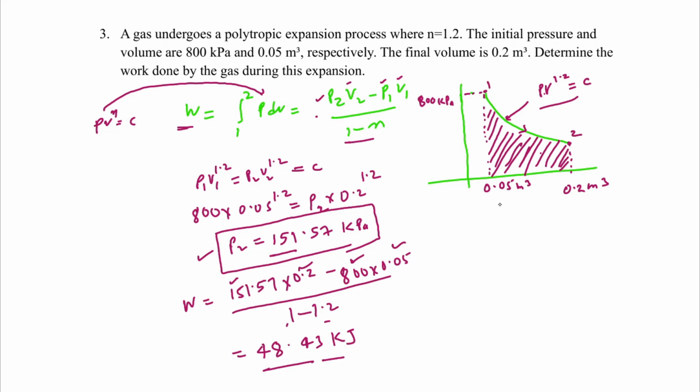So work done means the area under the curve, right? Here, the work done during this process 1 to 2 is the area under this curve. This area under the curve is the work done. So W equals 48.3 kilojoule, right?